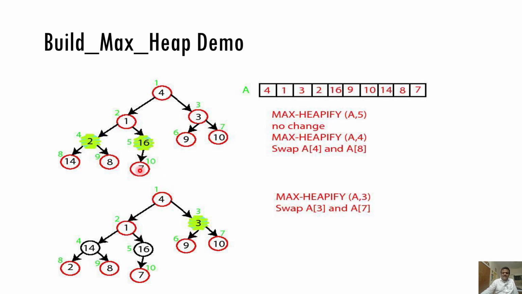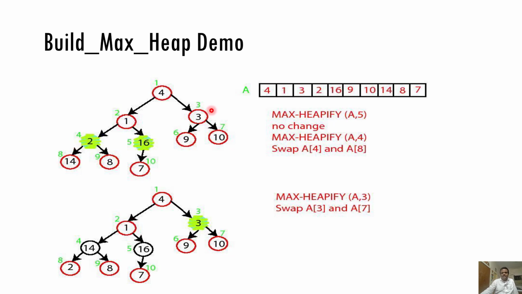This is greater, so there is no change. Then we call maxipify on this node, but this is less than these two values. When we call maxipify A comma 4, it will swap with the maximum of these two, 14 will come here and 2 will go there. Again we can call maxipify, but this is already a leaf node, so that is already maxipified, so we stop.